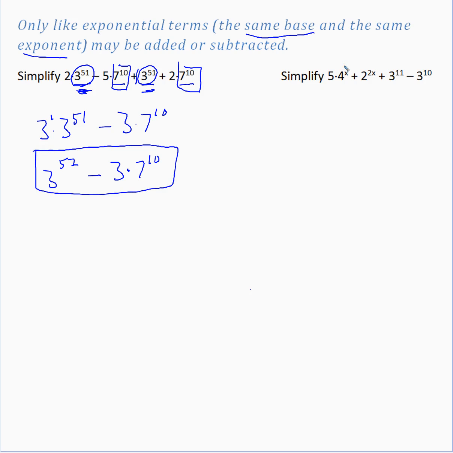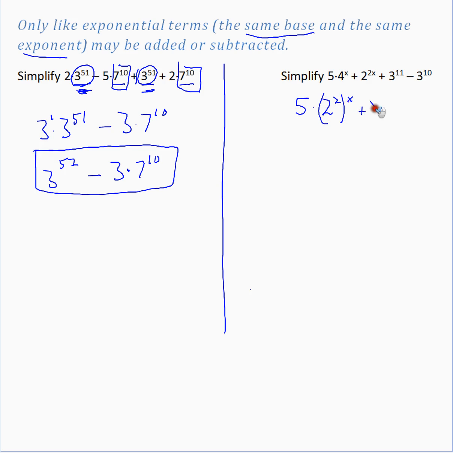Our next one, we have a 5 times 4 to the x plus 2 to the 2x plus 3 to the 11th minus 3 to the 10th. This has a couple other things we can work with and learn. So 4 to the x, 4 is not a prime number, so what we can do, it's kind of like simplifying our radicals in our last few examples on the other slide. Well, we can simplify exponents. This is 5, and 4 is really 2 squared, so 2 squared to the x.